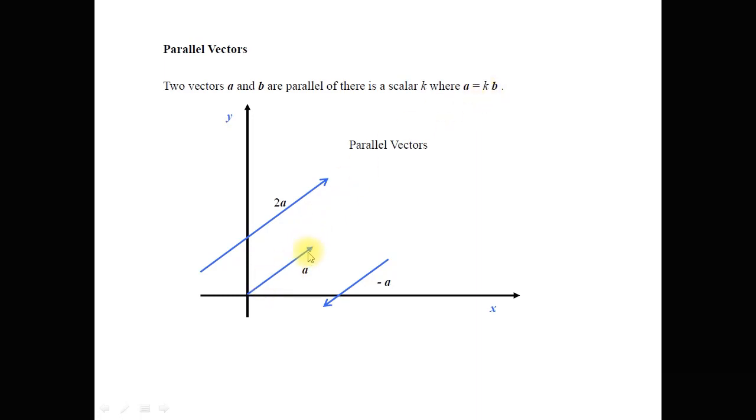So this is vector A and this is the opposite direction of vector A, and you see over here this is vector 2A. The length of this vector is greater than the length of vector A. So this vector is the scalar multiple of this vector. So these two vectors are called parallel vectors.